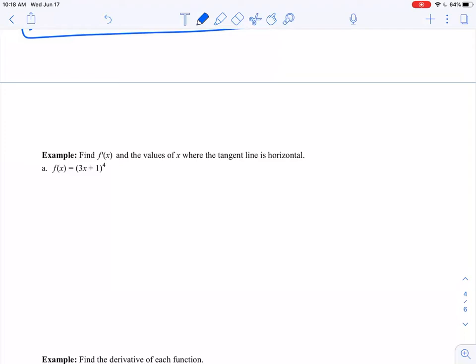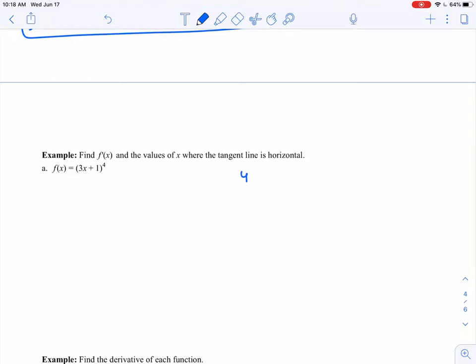So here I've got f of x equals (3x plus 1) to the 4th. I want to identify, do I need to use the chain rule? Or what derivative rules do I need to use? Here in this case, I've got 3x plus 1. That's more complicated than just x, right? I've got a function raised to the 4th power. This is definitely going to be a chain rule problem.